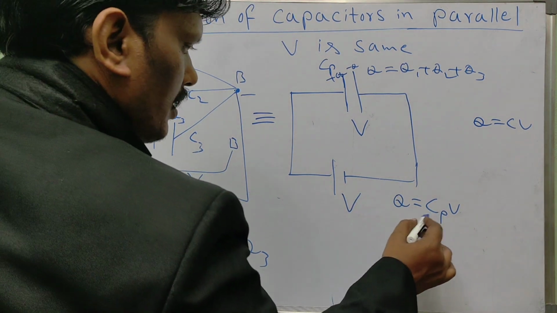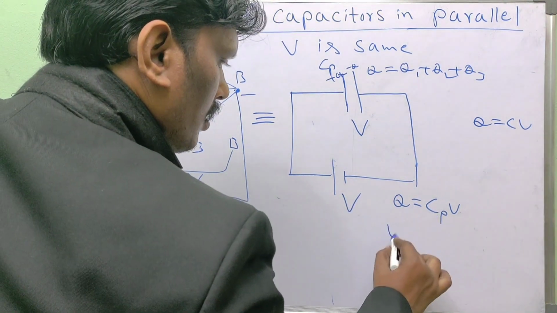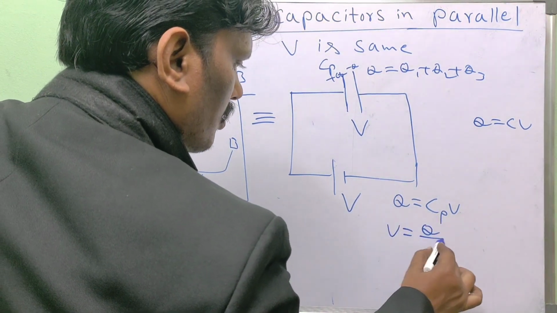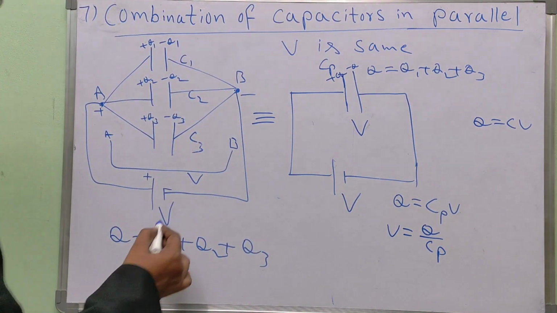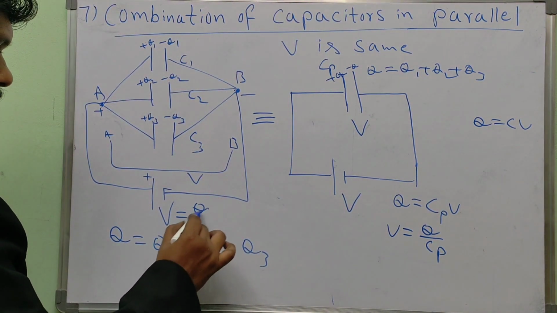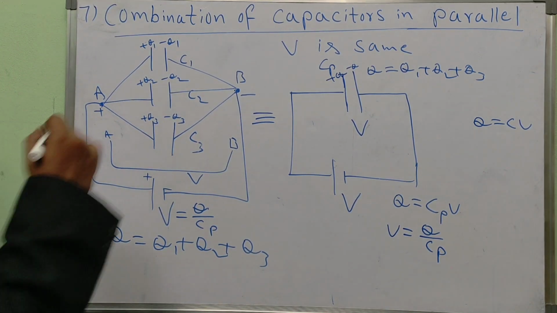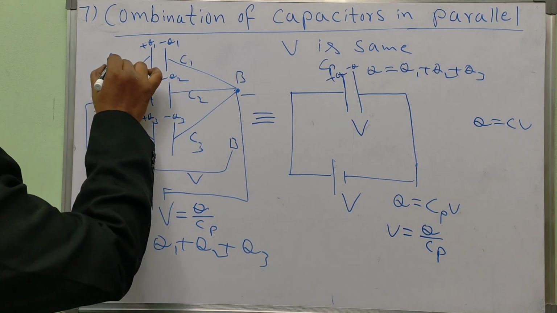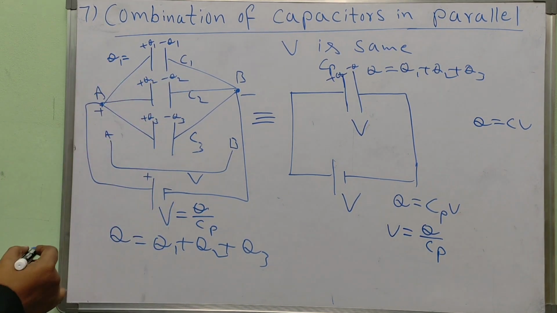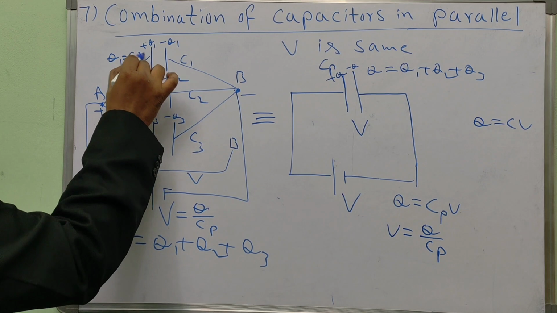Then what is V here? From here, V is equal to Q upon Cp. What is Q here? First of all, Q1. Q1 is equal to C1V.